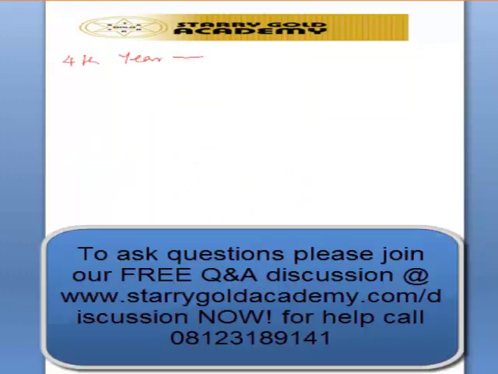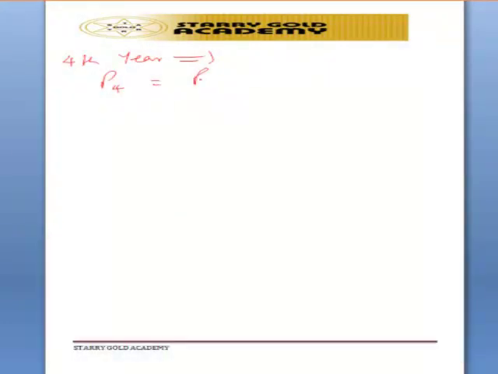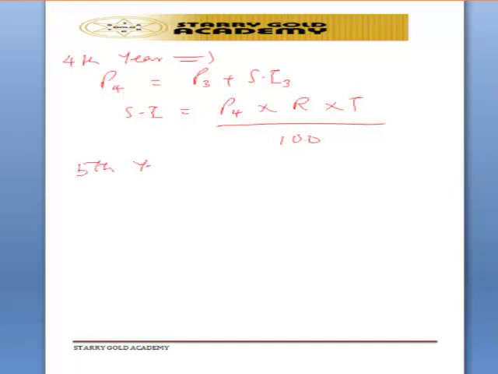Likewise, the fourth year, P4, principal in year 4, will be principal in year 3 plus simple interest in year 3. My simple interest will be principal in year 4 times R times T over 100. Then the fifth year, principal in year 5 will be principal in year 4 plus simple interest in year 4. So I can compute my simple interest for year 5: principal in year 5 times R times T over 100.